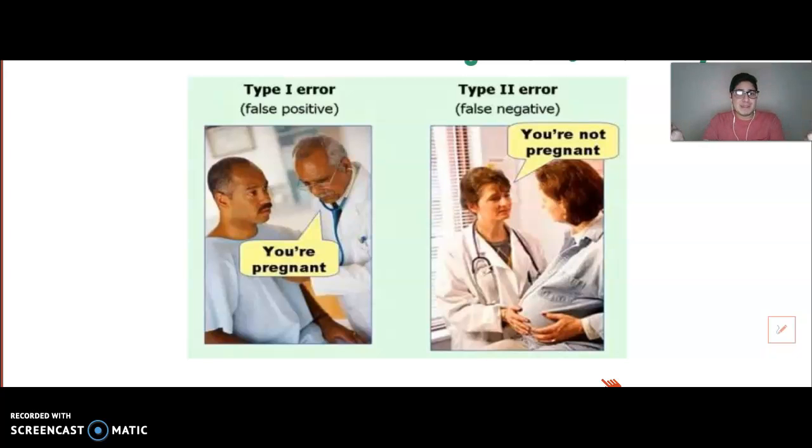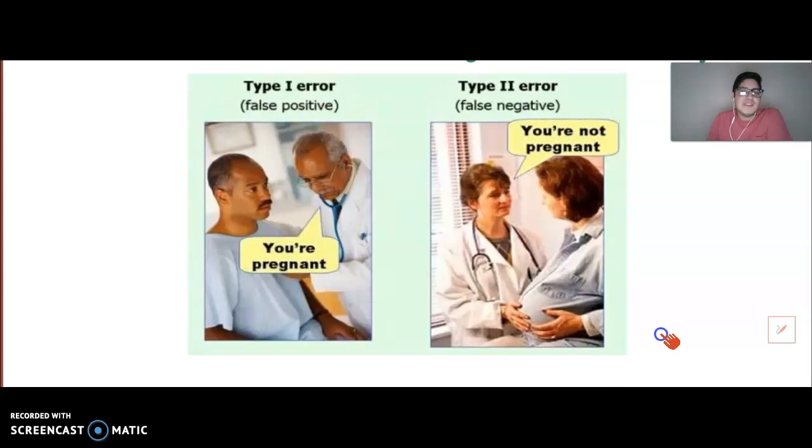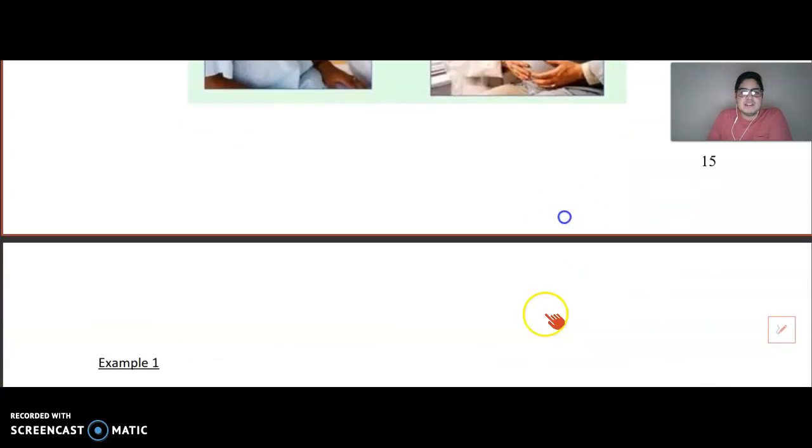We can see there would be some consequences to both, right? Perhaps this male would spend money on unnecessary health visits and whatnot, and this woman might continue to live a risque lifestyle, but she shouldn't because she's got a baby. So that's just a fun visual for our errors here.